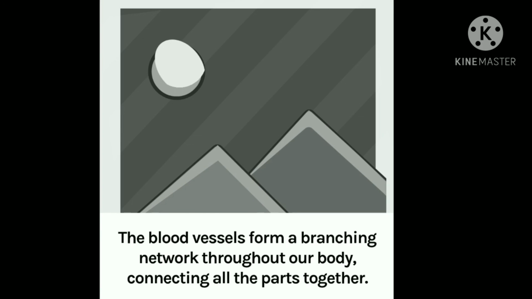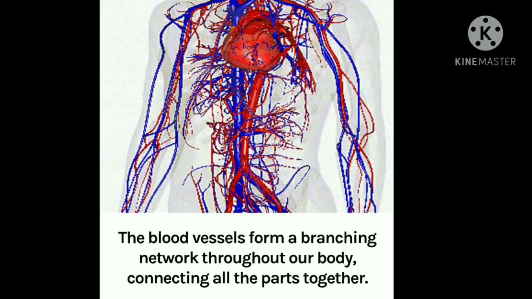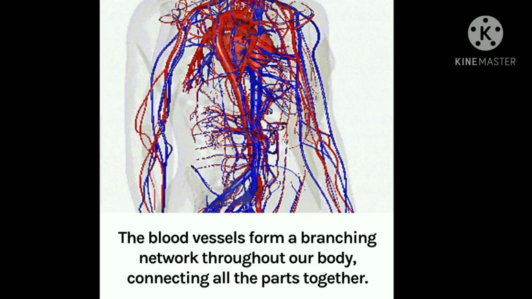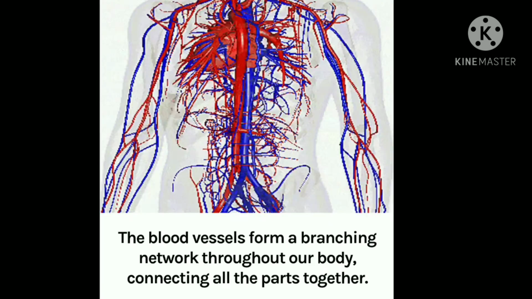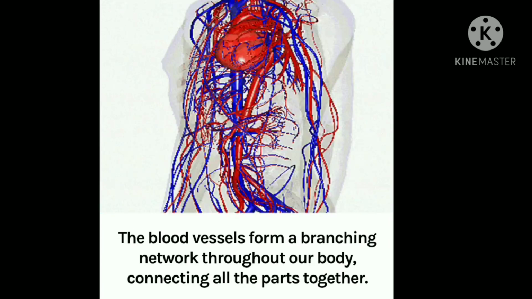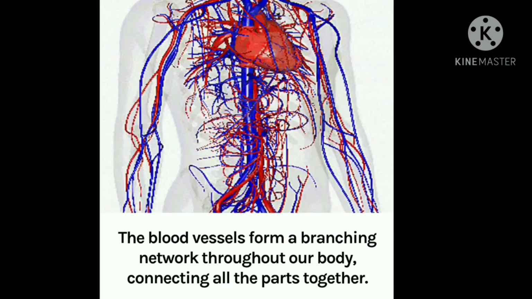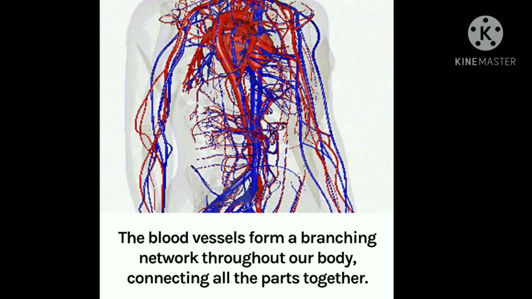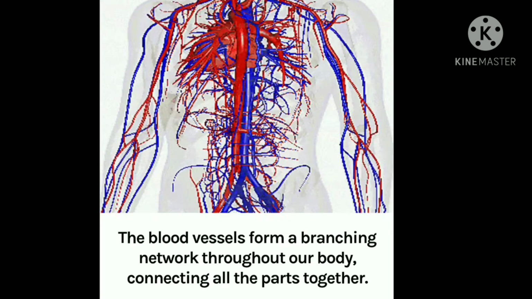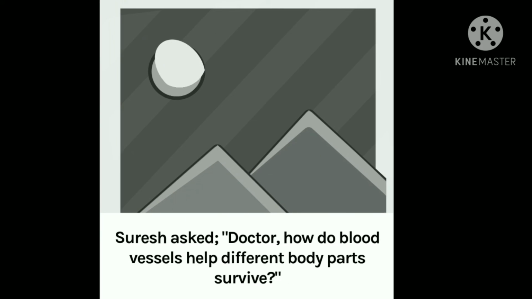The blood vessels form a branching network throughout our body, connecting all the parts together. Here you are able to see how all these blood vessels are connected. They are a very branched network. Many small veins as well as capillaries are there all over our body.